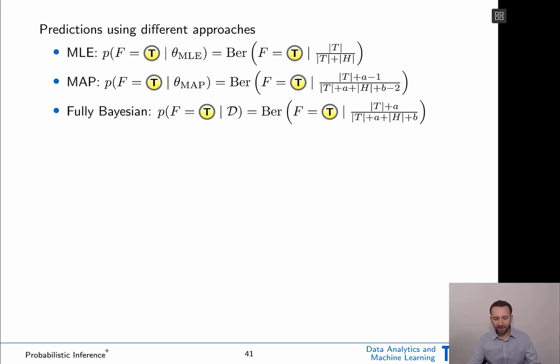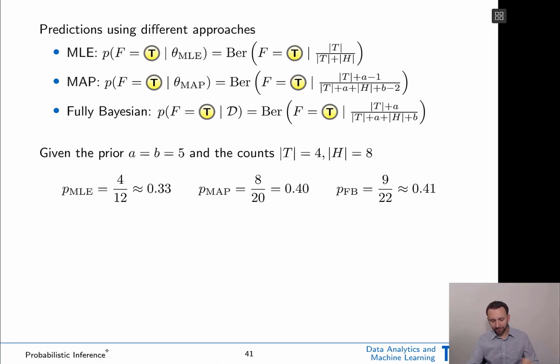But as I said already, in practice, most of the time you are using this, because the last one is often intractable to compute. Okay, so here just one more time, a couple of examples. You see essentially that they are quite similar, right?